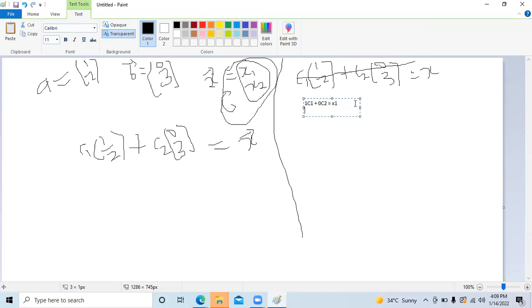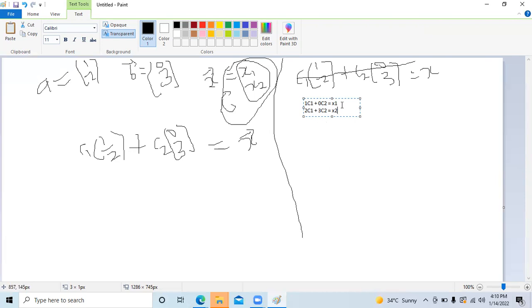Good. 2 C1, this is 2. So 2 C1 plus 3 C2 will give us X2. So what we are saying is that I can find C1 and C2 for any value of X. Meaning I can find the weight for any output, right? So let me just arrive at my answer.